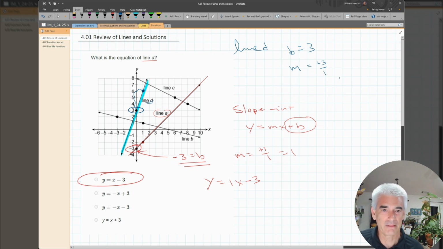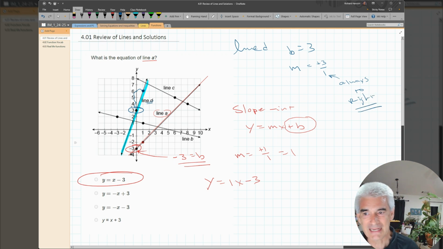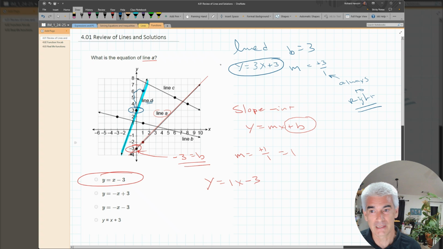And we always go to the right. The number on the bottom should always be to the right. Always to the right. So we always start at the point that's on the left. So the equation for line D would be y equals 3 over 1x, or we could just say 3x. And then since it crosses at 3, we say plus 3. That would be the equation for line D.